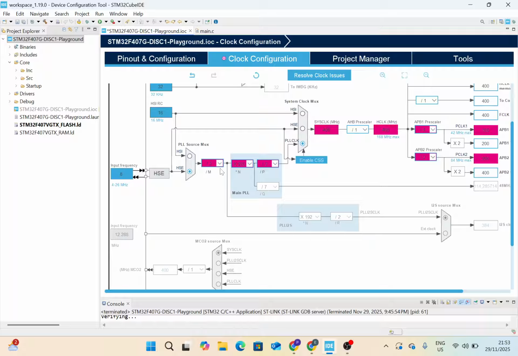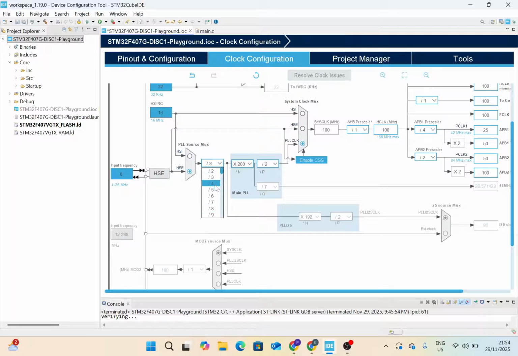It's always a good start. I'm going to let the speed that gets into the main PLL engine be 1 megahertz. I know that HSE is 8 megahertz, from the reference manual, the user manual and the data sheet. So if I want 1 megahertz, I've got to divide it by 8. If I want 2 megahertz, I've got to divide it by 4.